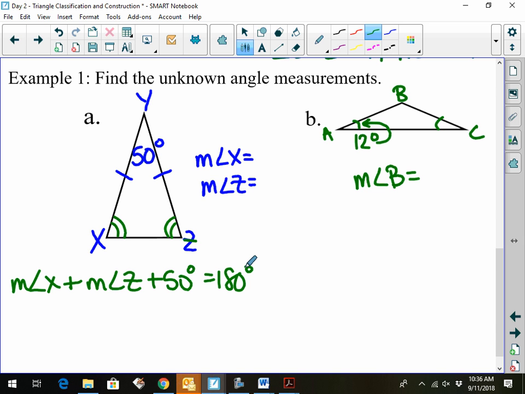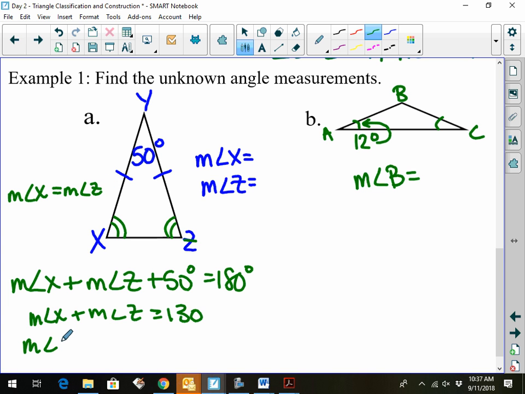Well, let's subtract the 50. So we have the measure of angle X plus the measure of angle Z equals 130. And then we know that those measurements are congruent, so therefore we can say that they are equal. So really, I could replace this. I know that the measure of angle X equals the measure of angle Z. So I can replace one of these with the other.